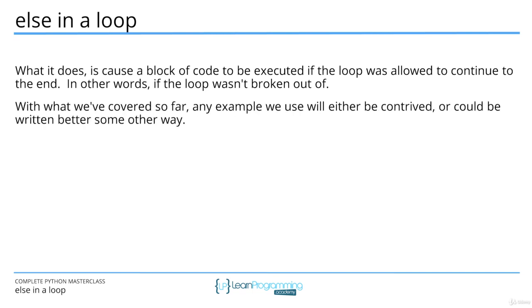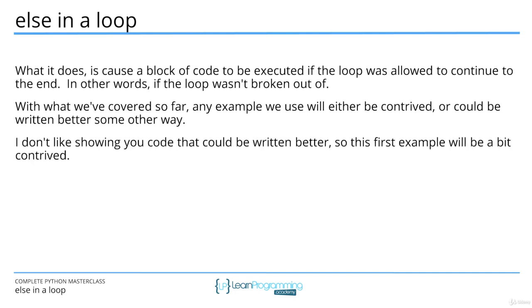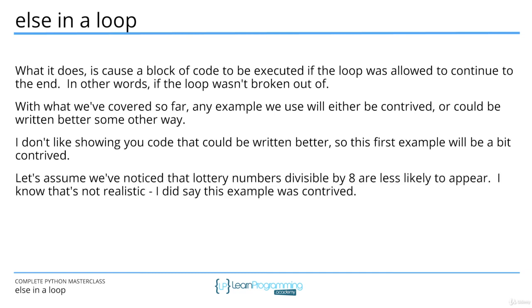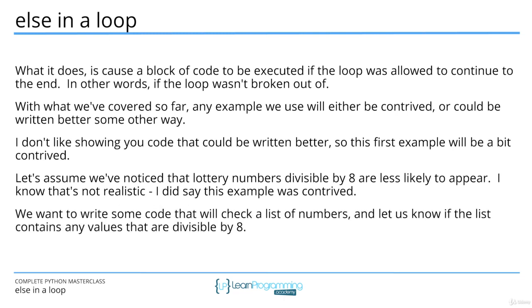With what we've covered so far, any example we use will either be contrived or could be written better some other way. I don't like showing you code that could be written better, so the first example will be a bit contrived. So let's assume we've noticed that lottery numbers divisible by 8 are less likely to appear. Now I know that's not realistic. I did say this example was contrived. We want to write some code that will check a list of numbers and let us know if the list contains any values that are divisible by 8.